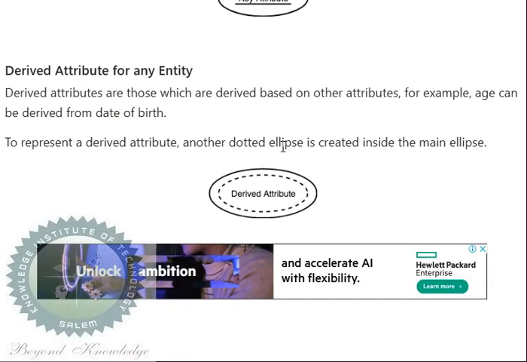Derived attribute for an entity. Derived attributes are those which are derived based on other attributes. For example, age can be derived from the date of birth. So to represent a derived attribute, a dotted ellipse is created instead of the main ellipse.